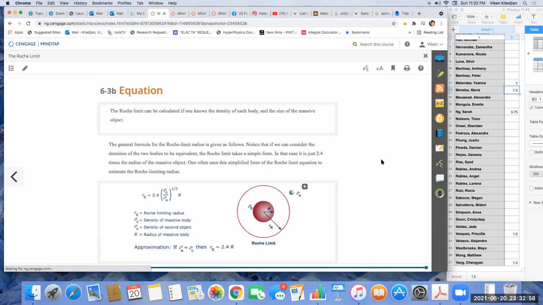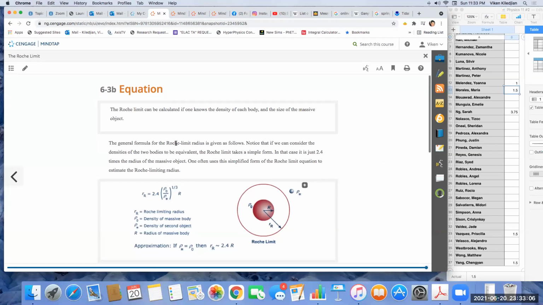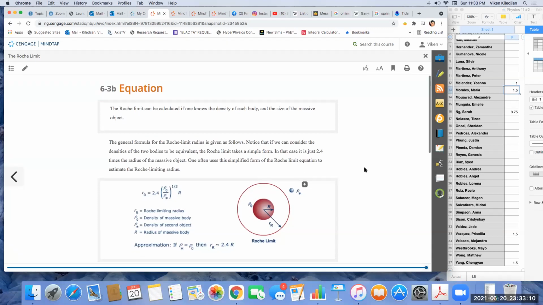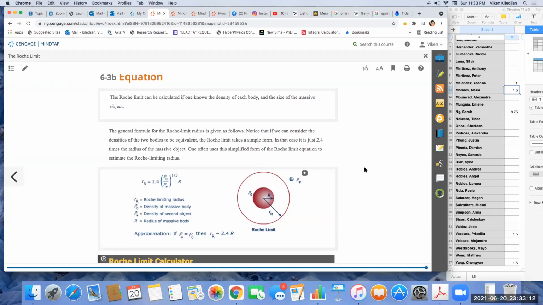So the Roche limit can be calculated if one knows the density of each body and the size of the massive object. The general formula for the Roche limit radius is given as follows. Notice that if we can consider the densities of the two objects to be equivalent, the Roche limit takes a simple form. In that case, it is just 2.4 times the radius of the massive object.